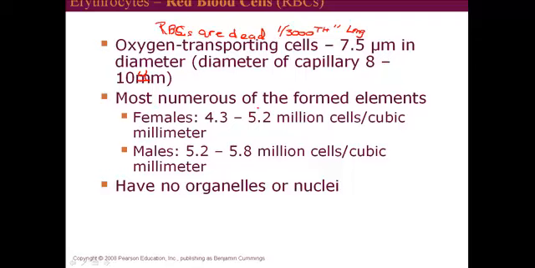Okay, the most numerous of the formed elements is the red blood cell. Females have 4 to 5 million cells per cubic millimeter. A cubic millimeter is about that big. Males have a little bit higher. Red blood cells have no organelles and no nuclei. They are simply a raft, a dead raft.